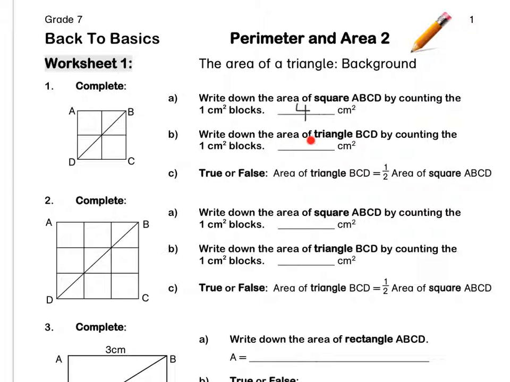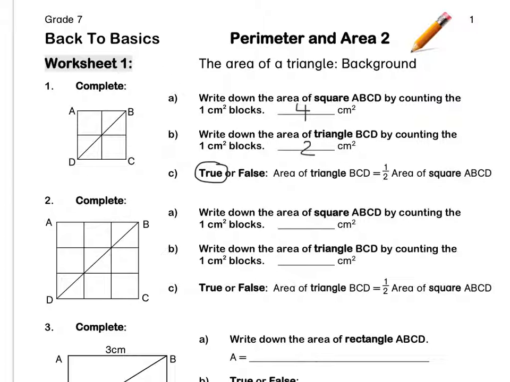Write down the area of the triangle BCD by counting the 1 centimeter squared blocks. Here's our triangle BCD. Here's a full square, a half a square, and a half a square, which gives us another full square. So in total, the area is 2 centimeters squared. True or false? The area of triangle BCD is exactly half the area of the square ABCD, which we can see is true because 2 is half of 4.